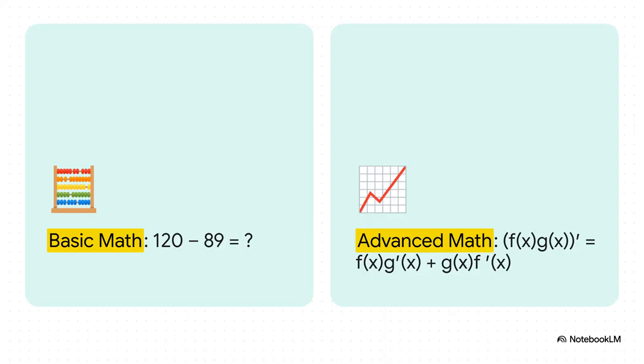Okay, so check this out. On the left, you've got something straight out of a school exam, right? 120 minus 89. We've all been there. It's simple, it's familiar. But then you look to the right. And what is that? That's the product rule from calculus. It looks like a completely different language, doesn't it? Almost like a secret code.